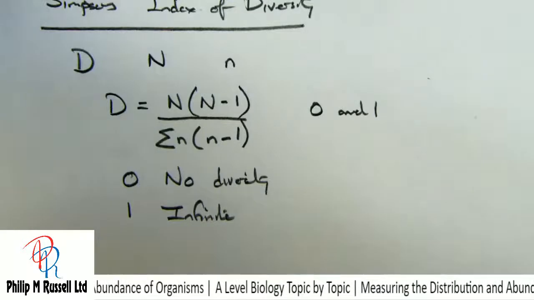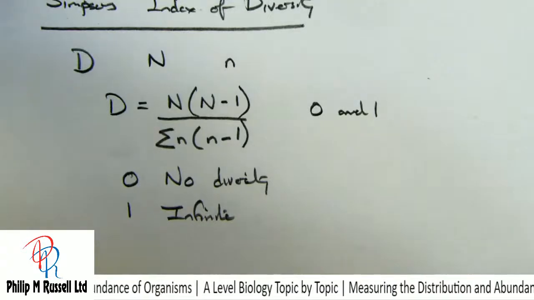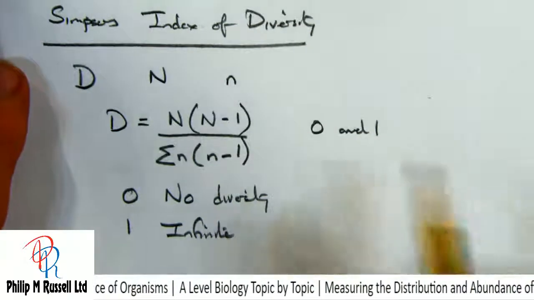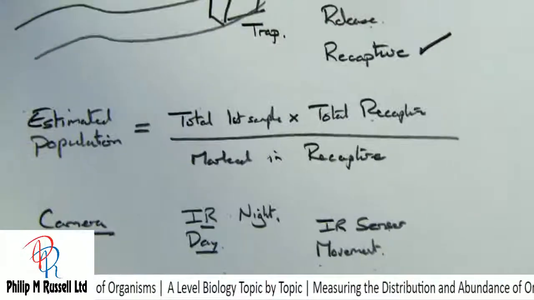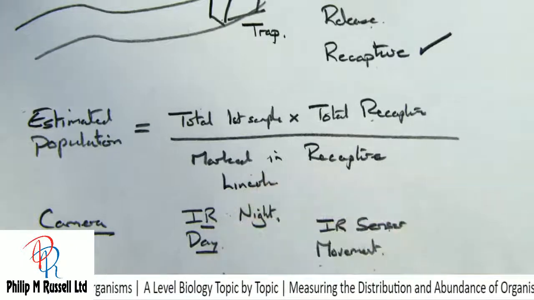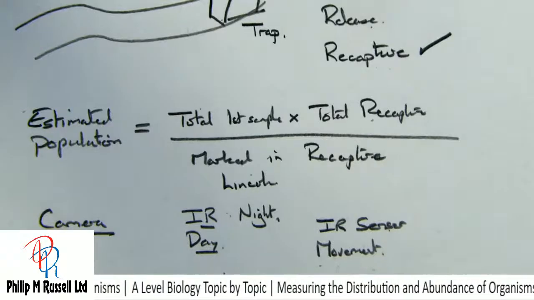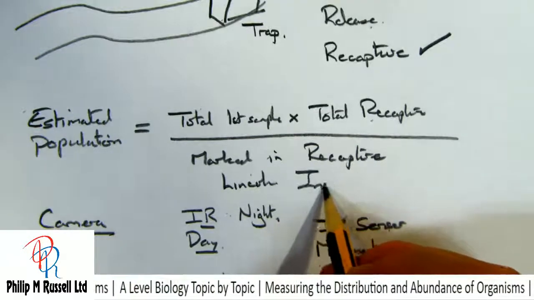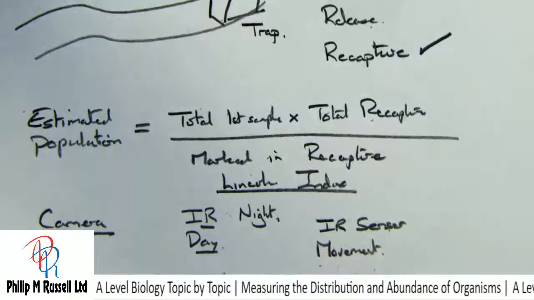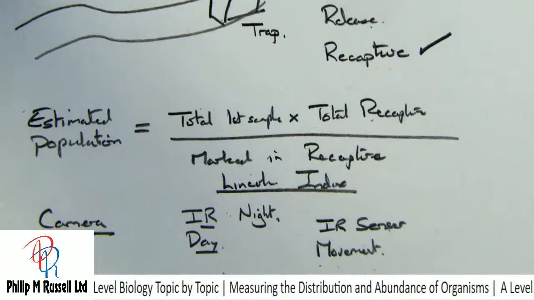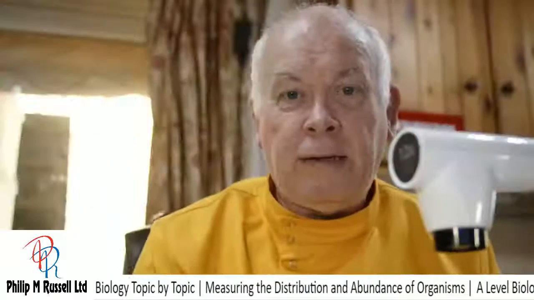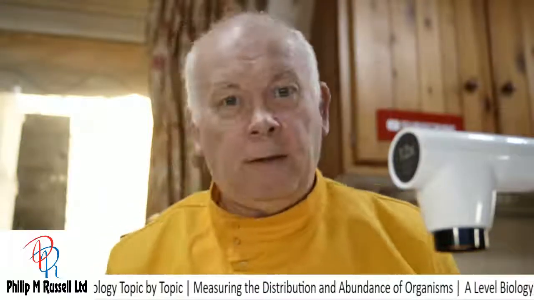So we've looked at a few different systems. We've looked at Simpson. This one is the Lincoln Index. I suppose I'll write that down for you: Lincoln Index. And we've got those ways of trying to capture things. Are there any other ways of trying to capture live animals?